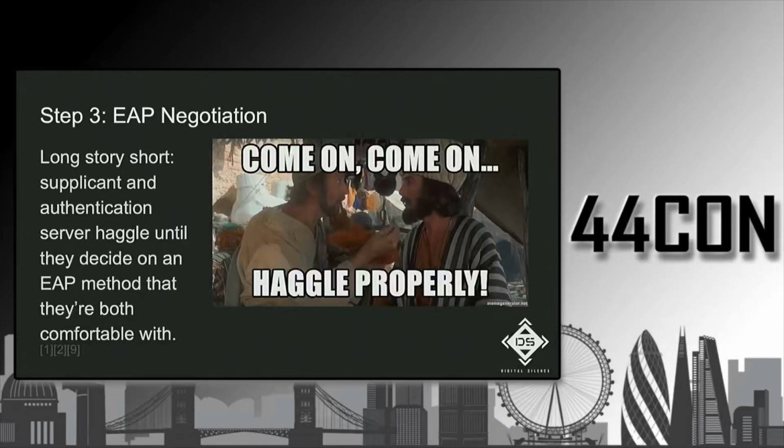So long story short, 802.1x is basically an encapsulation of EAP, Extensible Authentication Protocol, for use on wired networks, and also, as we said, in some cases on wireless networks. There are many ways of implementing EAP, and we're going to talk a little bit about that later. But basically, at this stage, the supplicant and the authentication server are going to haggle for a bit until they both agree upon an EAP method that they're both comfortable with.